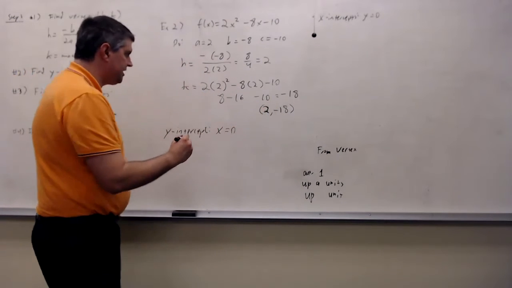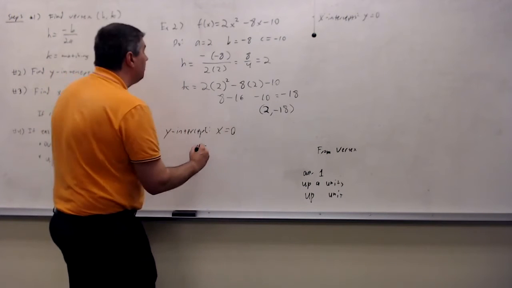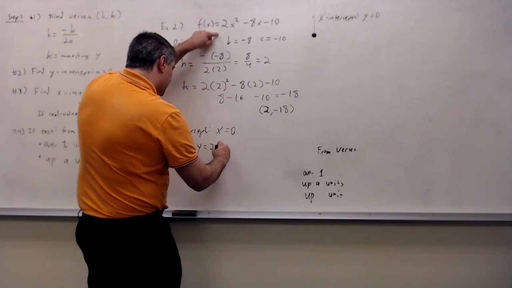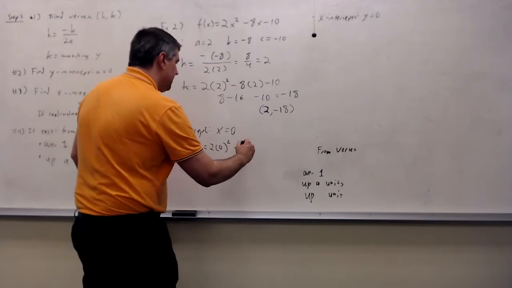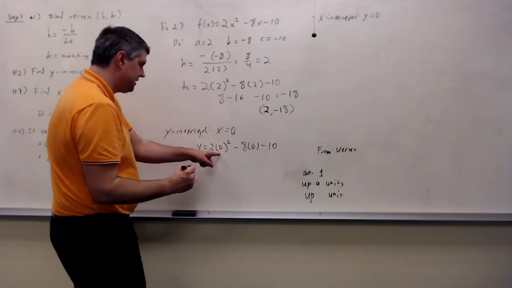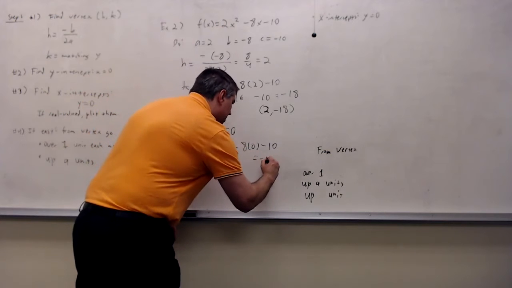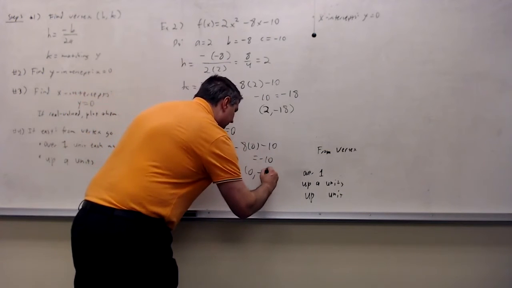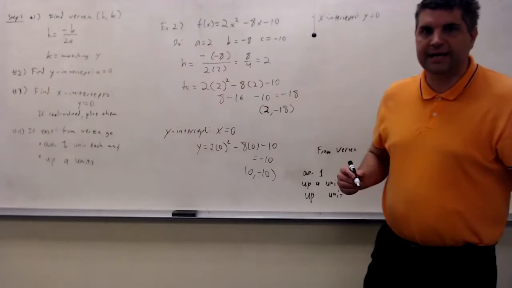Okay, at the y-intercept, x is 0. So y will equal 2 times 0 squared minus 8 times 0 minus 10. 0 minus 0, take away 10 is negative 10. So the y-intercept is 0, negative 10. Okay, at the x-intercepts, y is 0.